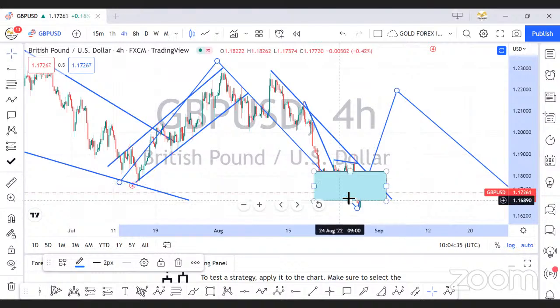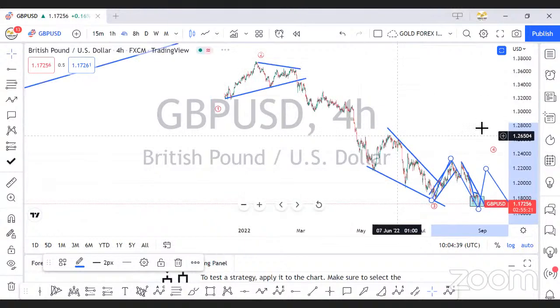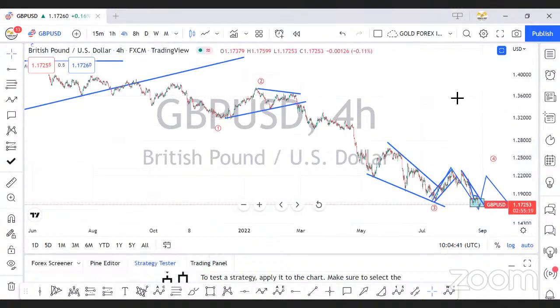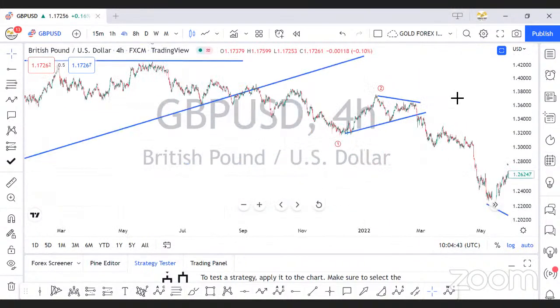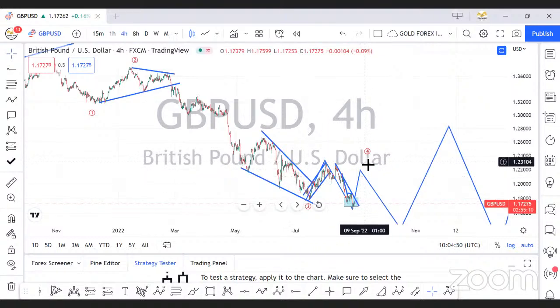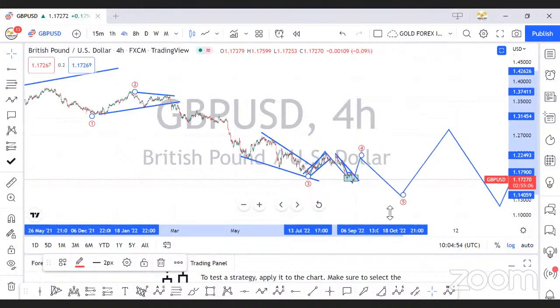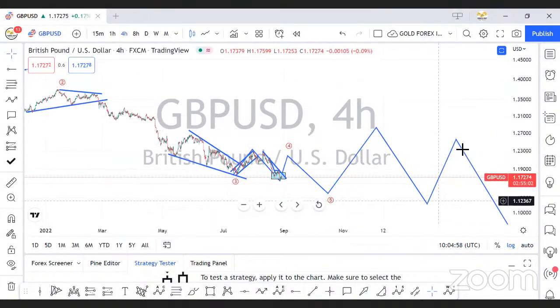Once it happens, then we'll see another sell all the way. You can see that this forms a wave 1, 2, 3, 4, a flat correction wave 4, then maybe we'll have wave 5 coming all the way down, before we have a big ABC correction, then we continue the sell.